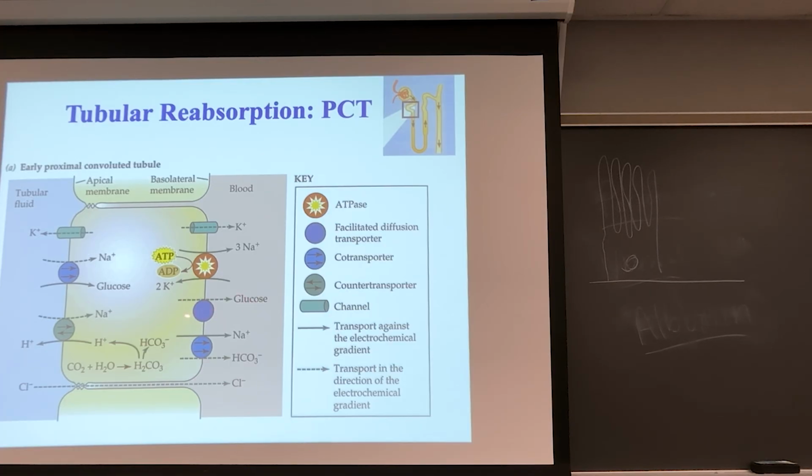Any of the organics enter back into the blood through a basal leakage channel. So this is a glucose transporter. I think it's GLUT1. These are GLUT1 transporters, but they're amino acid transporters. They're just uniporters that use the concentration gradient.